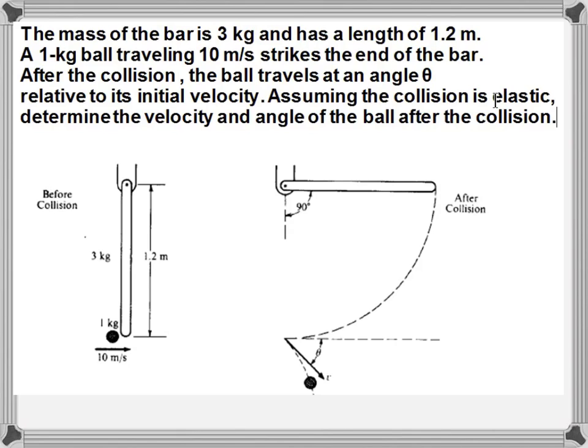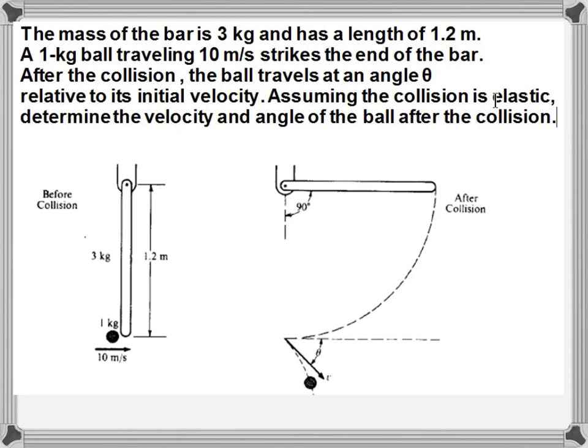So a problem that you might come across in lesson 7.9 and on the AP exam, especially the free response section of the exam, is an angular momentum collision. So we have a bar right here, and it has a mass of 3 kilograms and a length of 1.2 meters. And they have a 1 kilogram ball striking the end of this bar, and its initial velocity is 10 meters per second. And then after the collision, the ball travels at an angle, theta, relative to its initial velocity. And we're being asked, what is that velocity v and what is that angle theta?